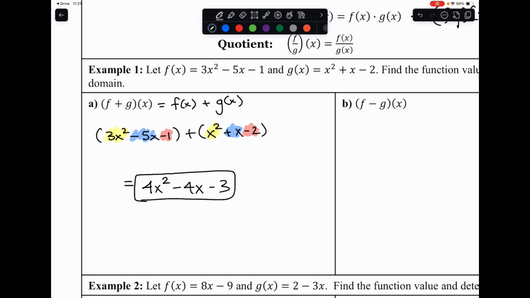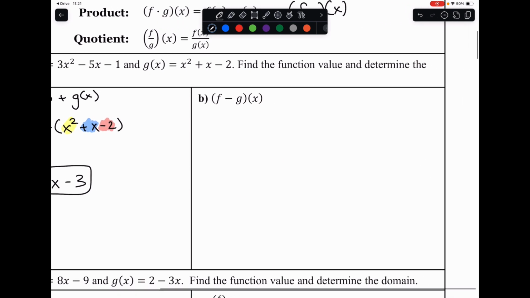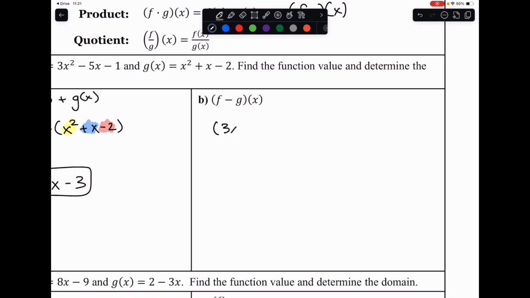Now, if we're going to subtract them, I'm going to set it up the same way, and now simply subtract those quantities. What I tell my students normally when it comes to subtraction is, yes, you can just do it: 3 minus positive 1, negative 5 minus another positive 1, and negative 1 minus a negative 2. And if you can handle that and do that in your head, you're more than welcome to do that.